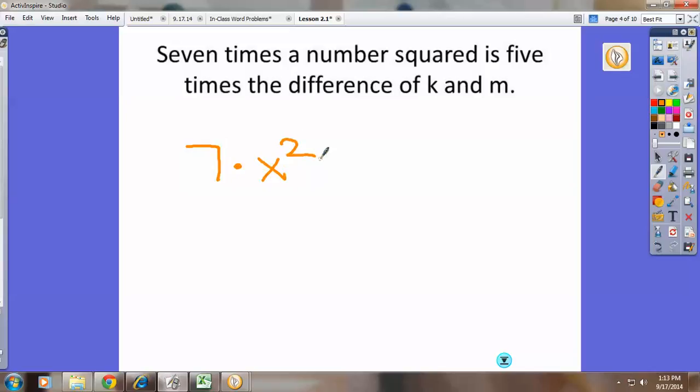7 times x squared is, what does that word is mean we're going to do? Equals 5 times, so multiplying by 5. What are we multiplying by 5? Well, the difference of k and m. So the difference of k and m, how does that look? K minus m. Are we taking 5 times k, or are we taking 5 times the difference? The difference. 5 times the difference.